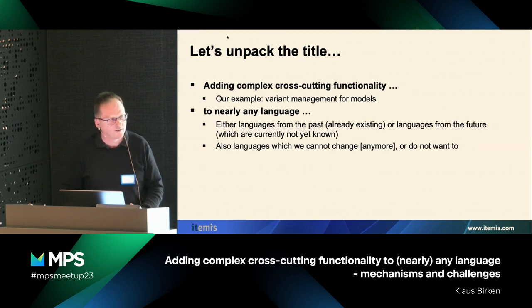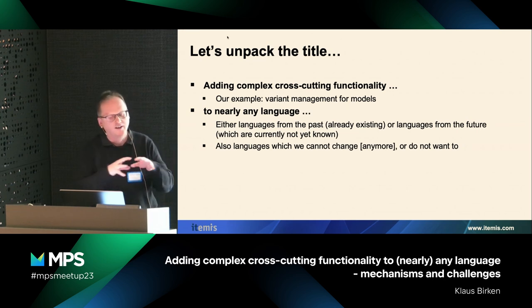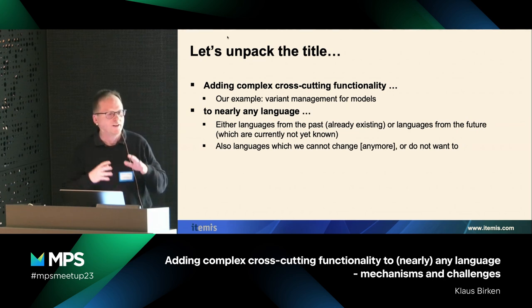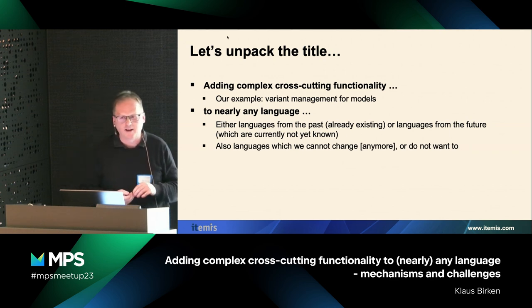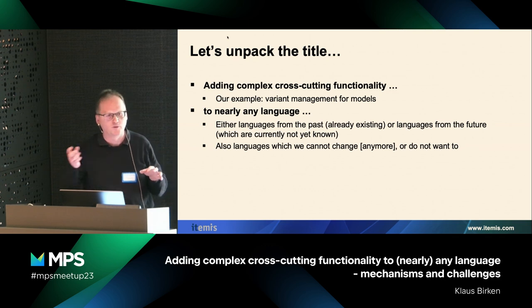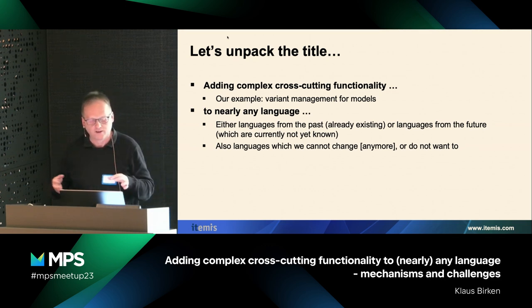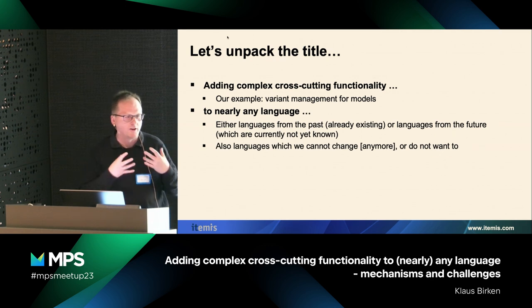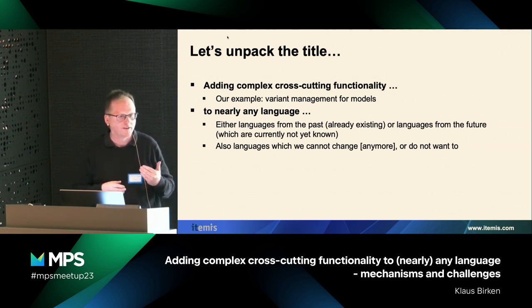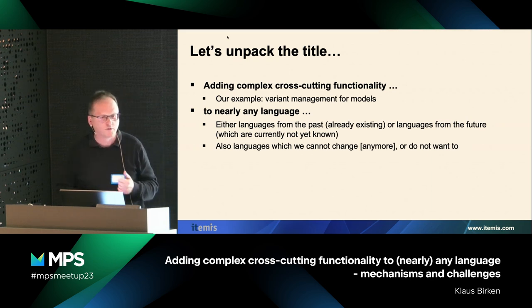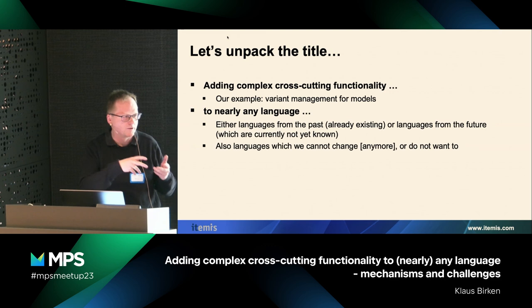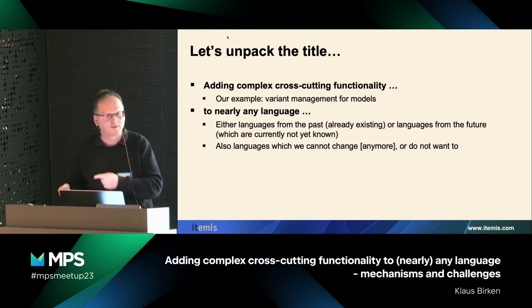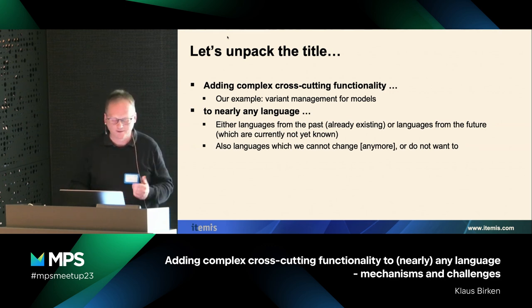And this is the basic requirement. We have this complex cross-cutting functionality, and we want to apply it to nearly any language. This could mean languages from the past or from the future, which will be created later, or languages which we cannot access, where we only have the possibility to use them but not change them. So we cannot add stuff to this language, but we have to add our complex cross-cutting functionality in other ways.